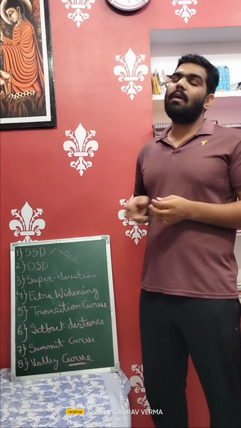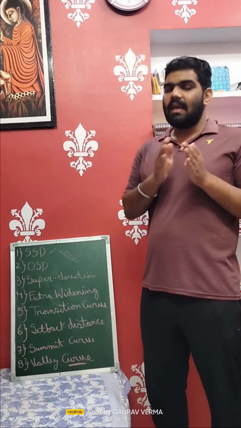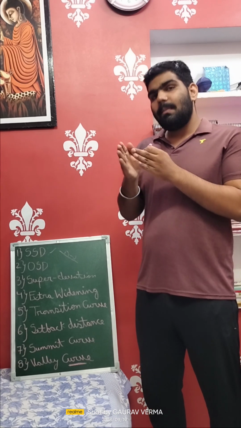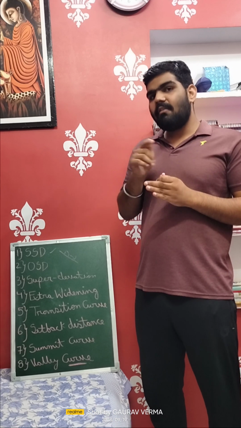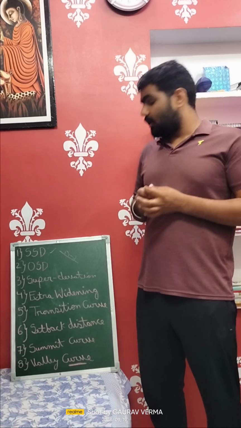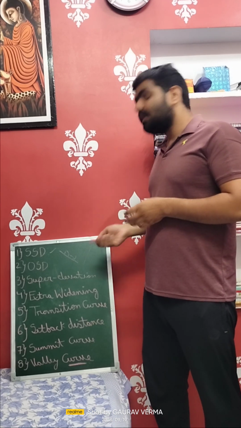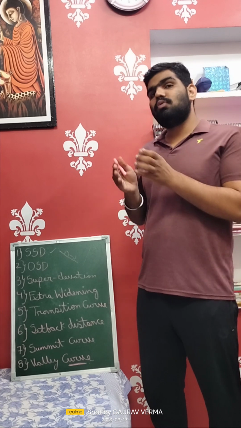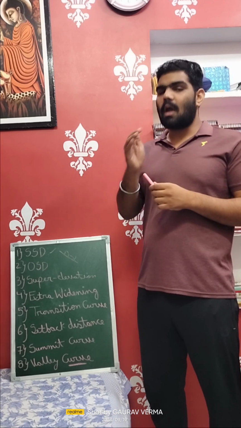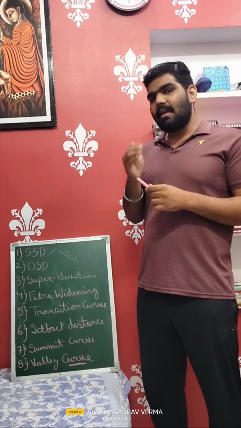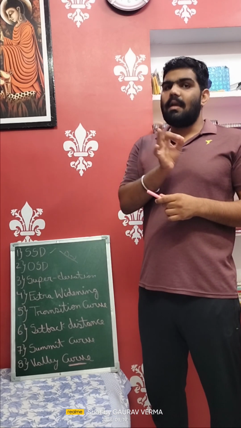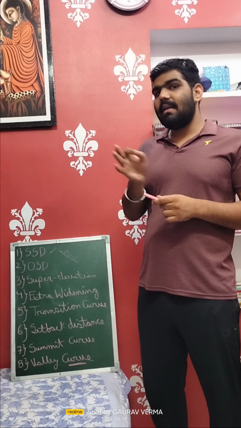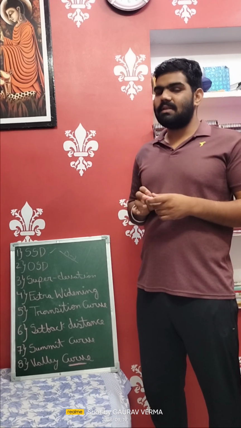The formula for this case is SSD is equal to Vt plus V square upon 2g (f minus tan theta). Now for up gradient, SSD is equal to Vt plus V square upon 2g (f plus tan theta). In down gradient there is f minus tan theta and in up gradient there is f plus tan theta.